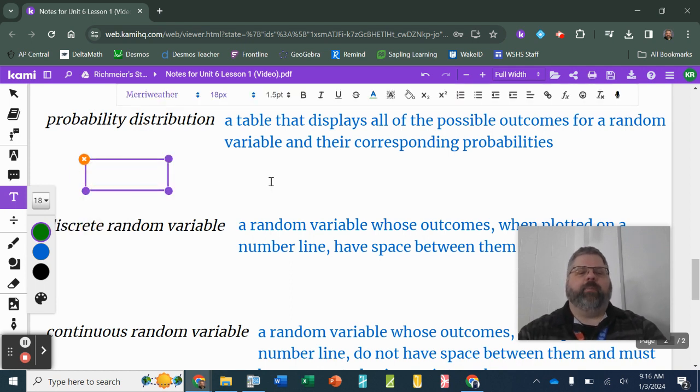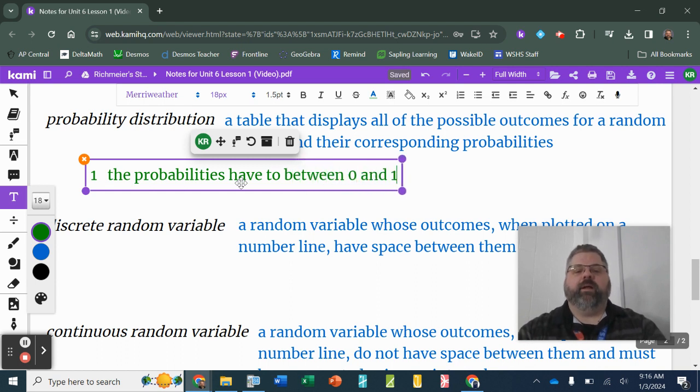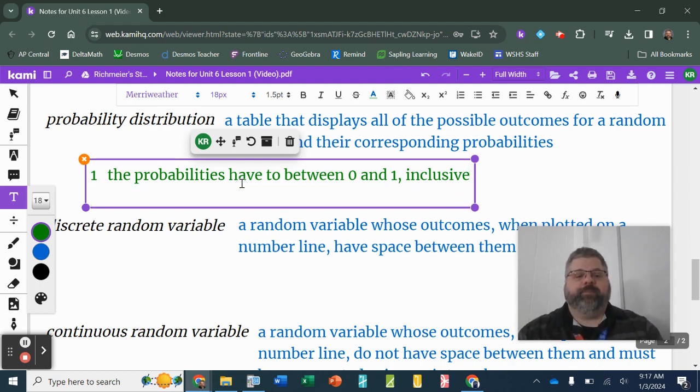And so a probability distribution has 2 conditions to be valid. Number 1, the probabilities have to be between 0 and 1 inclusive, meaning they could be 0 or 1 themselves, all right?